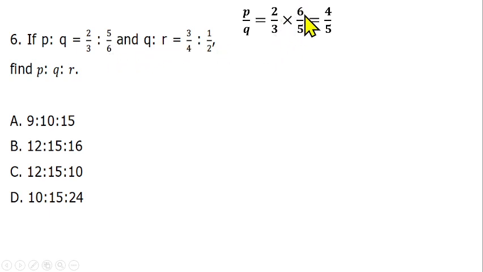3 can go in 6 twice. Then that will give us 4 over 5 as the answer here, which can be written as P ratio Q will now be 4 to 5. You can call that one equation 1.